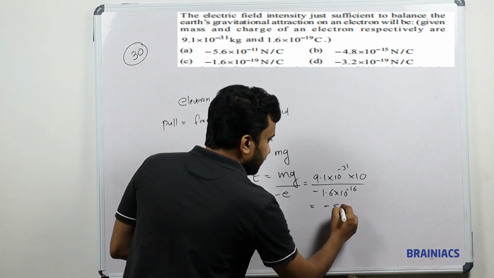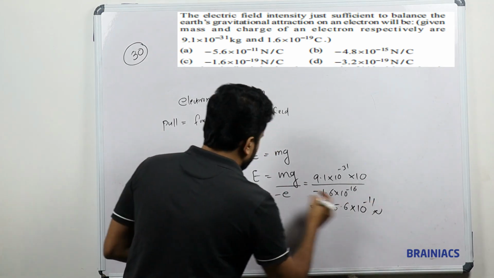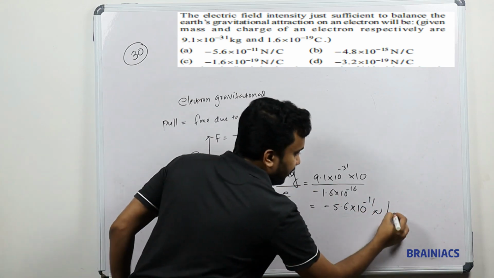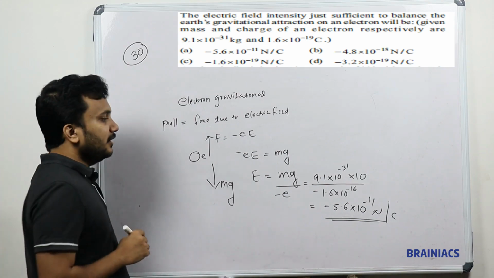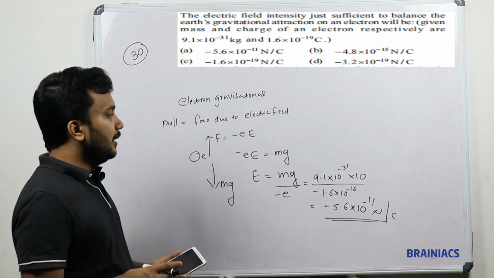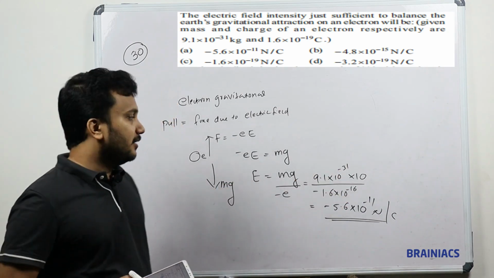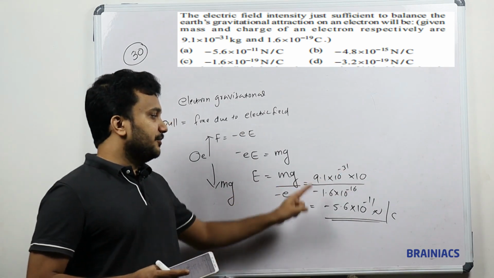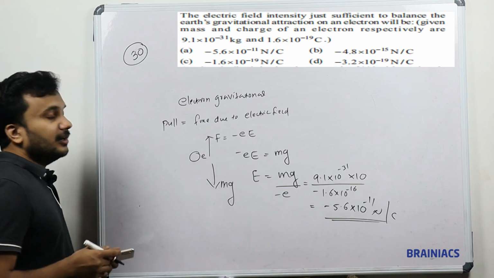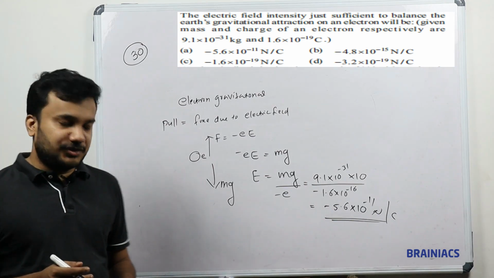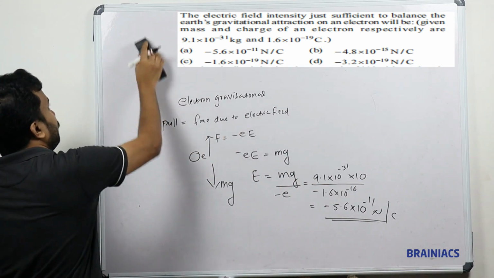If you solve this, minus 5.6 into 10 power minus 11 Newton per coulomb. The unit of electric field is Newton per coulomb or volt per meter, any of the two units will be considered. So minus 5.6 into 10 power minus 11 is the right answer for this question. We'll move to the next question. You can pause it and complete it.